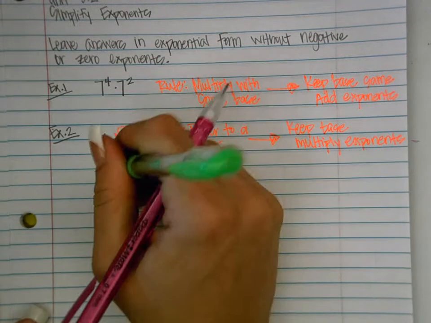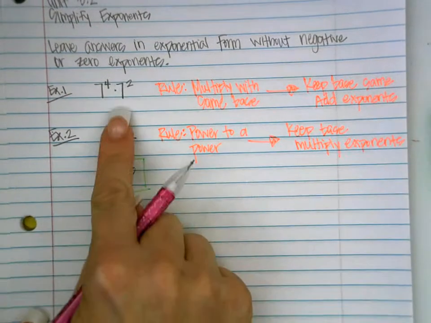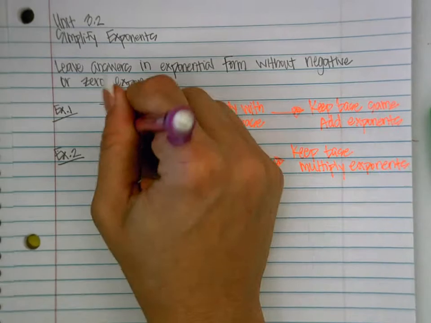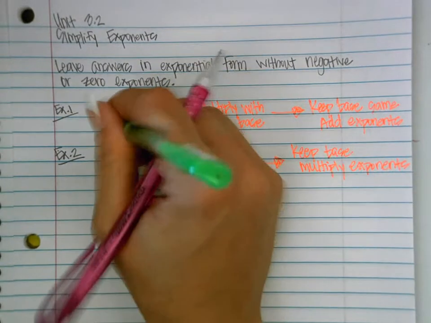Oh, we didn't actually finish number 1, I'm sorry. Number 1, what should have been my actual answer? If you add the exponents, it should be 7 to the 6th power. I apologize, I didn't actually finish. There you go.